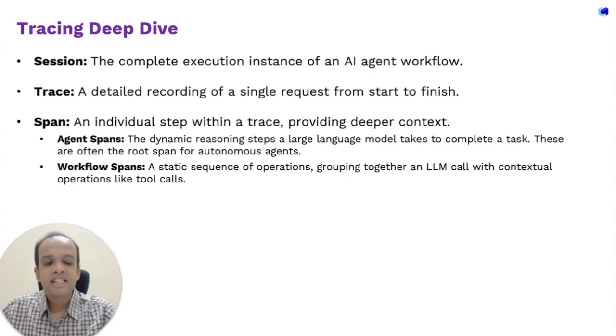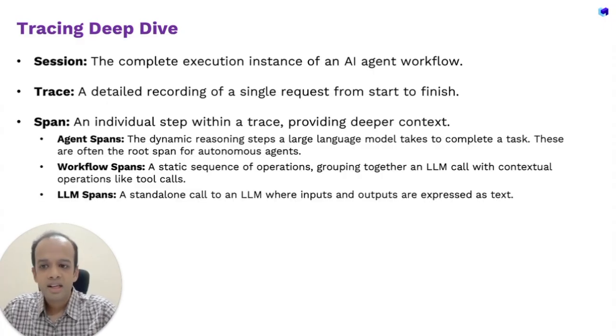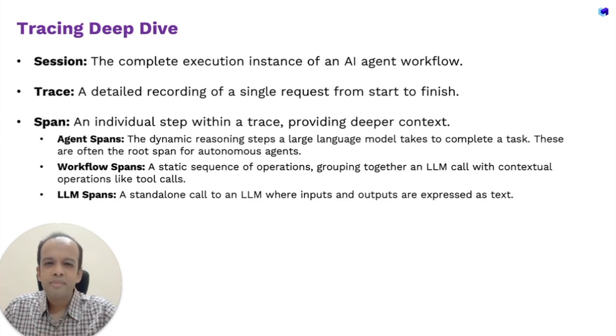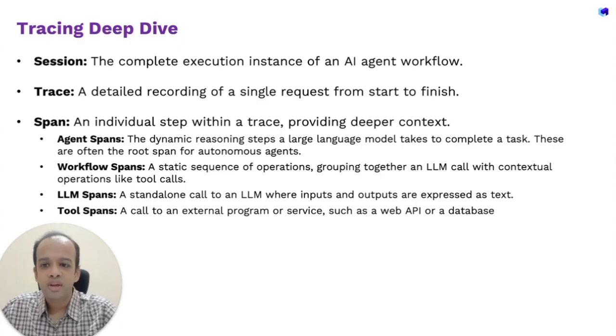which represents a static sequence of operations, like a process that takes a document link and returns a summary. The third one is the LLM span, which represents a call to a model where inputs and outputs are expressed as text. So this LLM span typically does not have child spans because it is a standalone operation. And a tool span is a call to an external service, and that's basically executing a tool. So that is also traced.